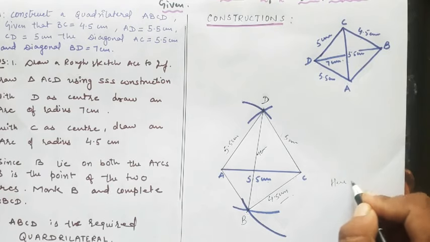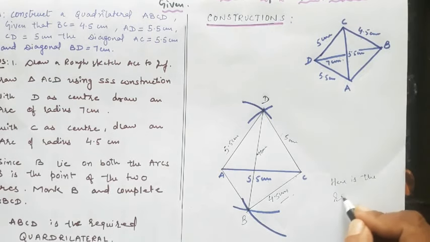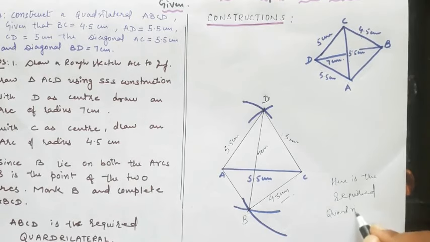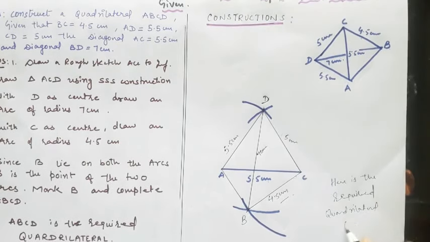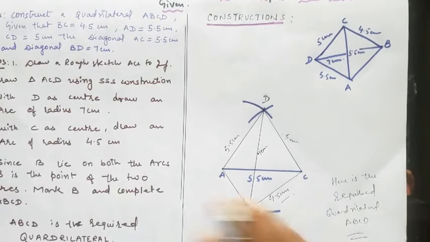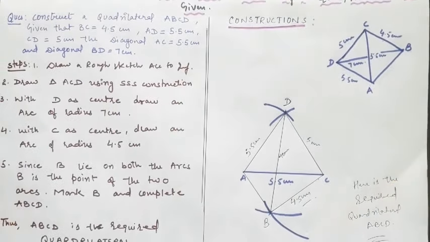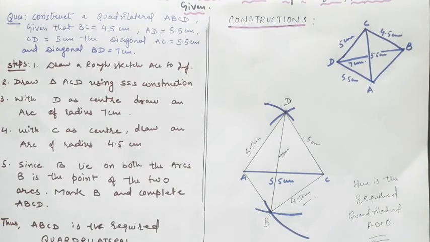So you can write, here is the required quadrilateral ABCD according to the given conditions. Okay, while writing in the notebook, you have to write the steps also. Okay, I hope it is clear to all of you. If not, please go through the video again.